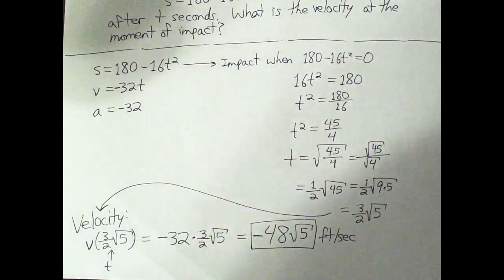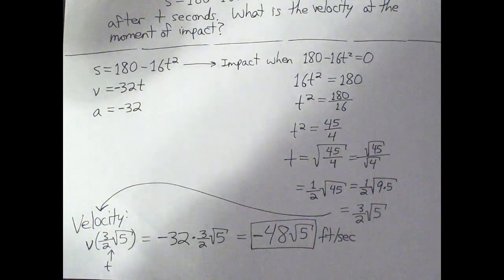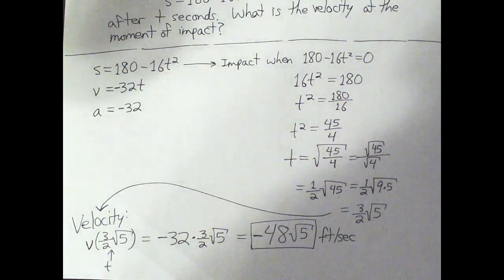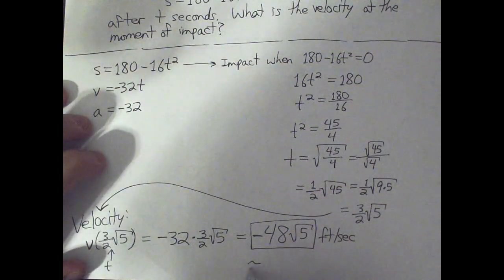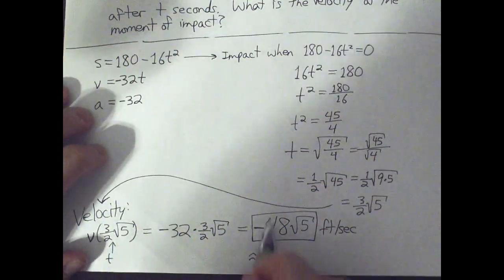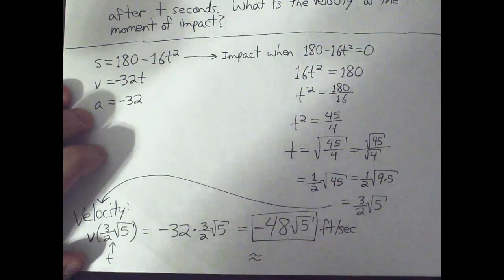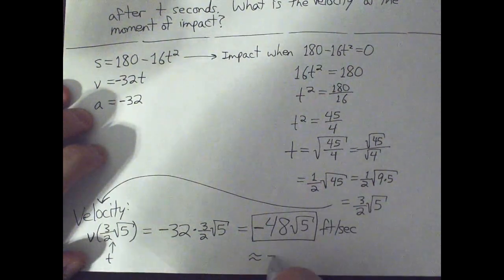Now, should we find this as a decimal? Well, you know that at the beginning of the semester, I said we weren't really going to use calculators much in this course. This is a calculus course that's designed to not use calculators much. So I'm happy with this answer the way that it is. If you are curious, I'm going to tell you what it is as a decimal. But I'm leaving the box around the negative 48 square root of 5 because I like that answer.